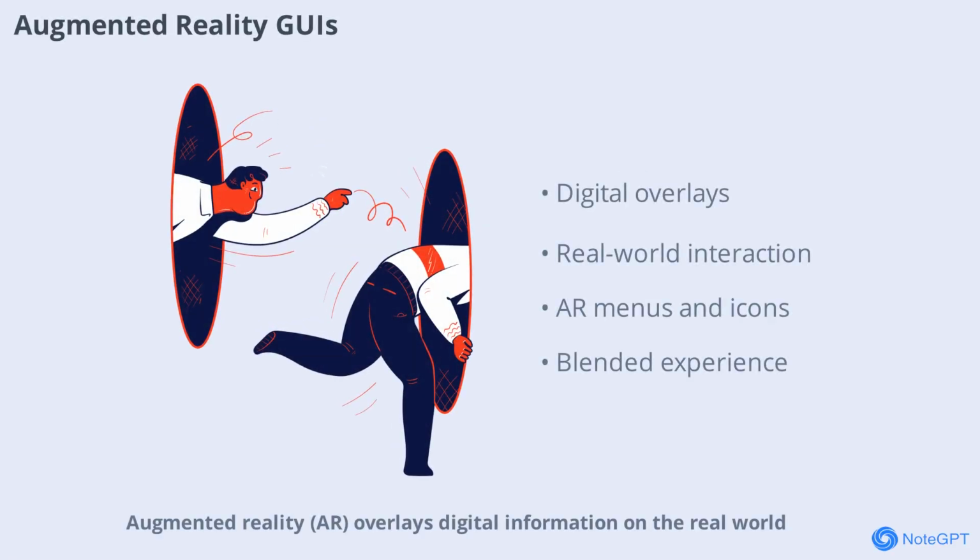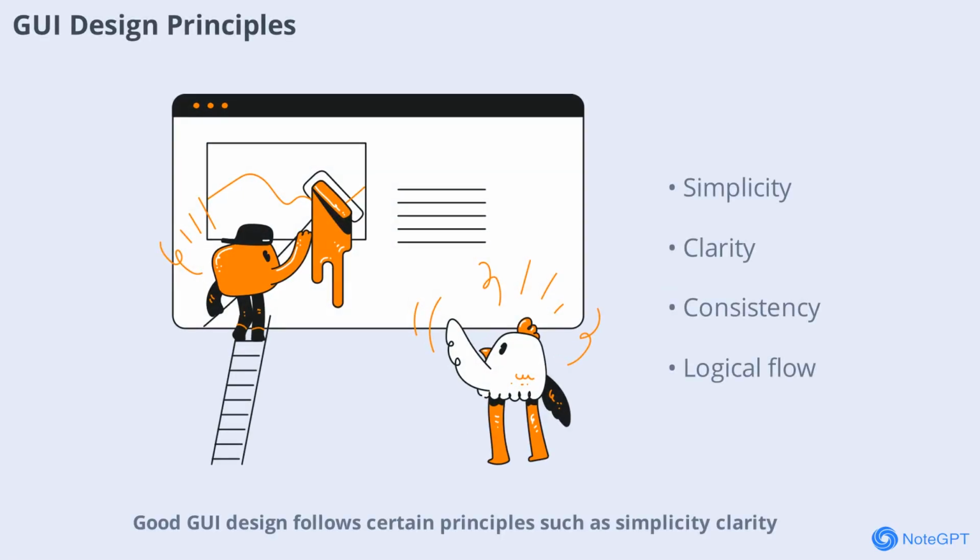Augmented reality (AR) overlays digital information on the real world. AR GUIs display menus, icons, and other elements on top of what you see through your device's camera. This blend of physical and digital worlds opens up new ways to interact with information and control devices. Good GUI design follows certain principles such as simplicity, clarity, and consistency.